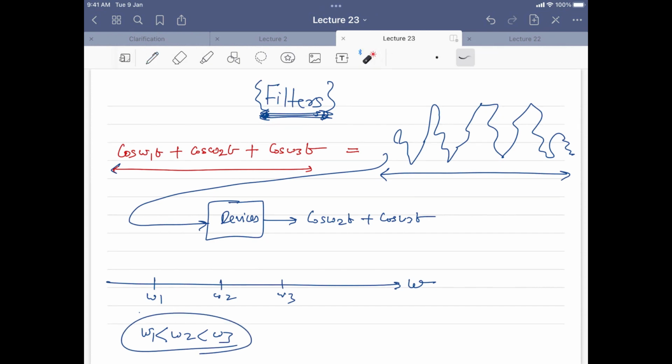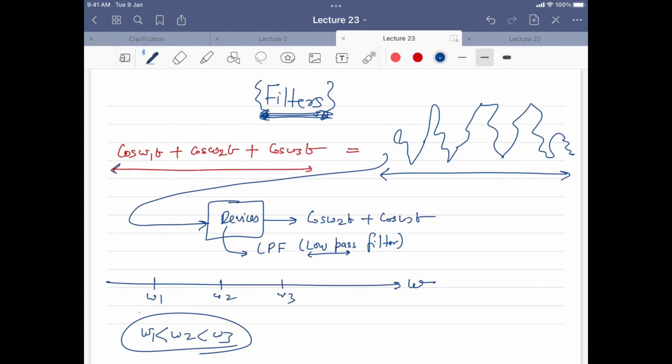In some situations, we want to remove omega 1t and only keep omega 2t and omega 3t. These types of devices, where we want to remove one and retain the other two, are called low pass filters. In short, we call them LPF, the low pass filter. So why is it called low pass? It is called low pass because it is passing the low frequencies.